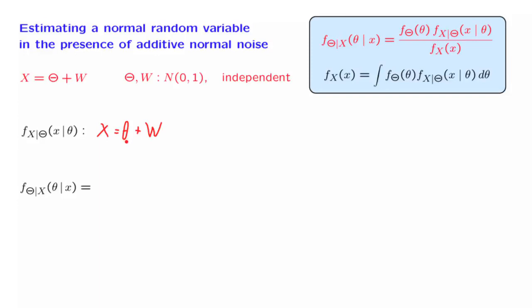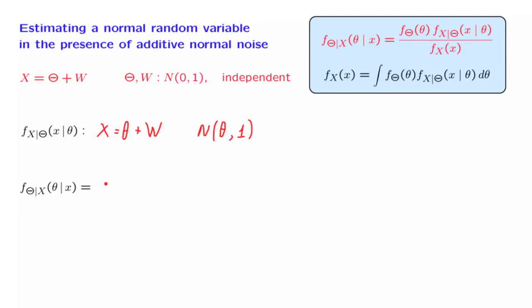What that does is that it changes the mean of the normal distribution, but it will still be a normal random variable. So in this conditional universe, X is going to be a normal random variable with mean equal to theta and with variance equal to the variance of W, which is equal to 1. So now we know what this distribution is, and we can move on with the calculation of the posterior.